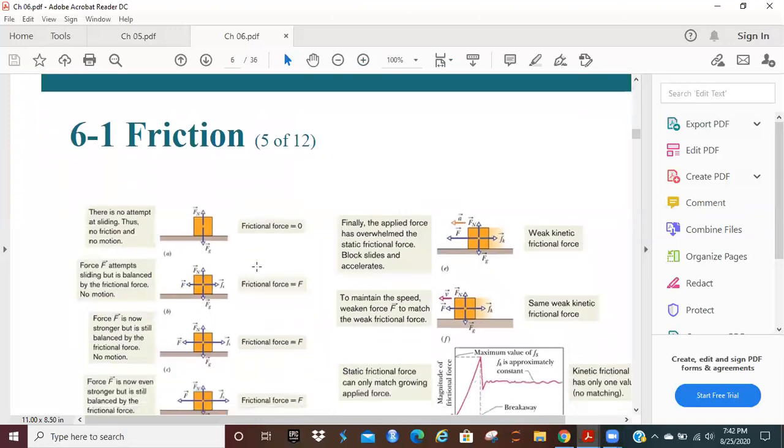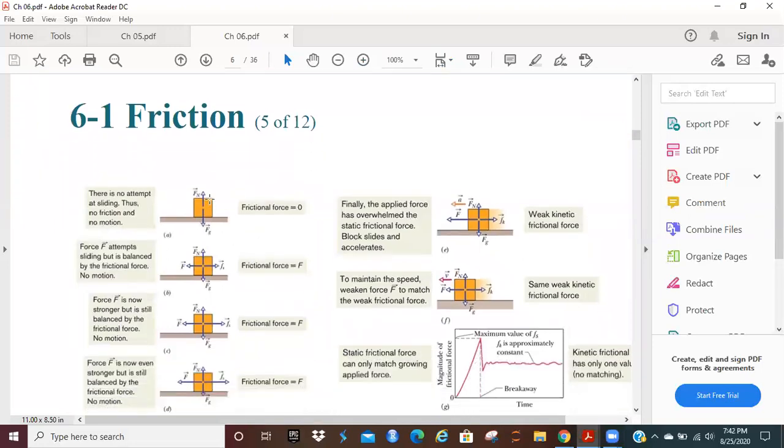So let's take a look at this. Here you've got no attempt at sliding for this particular object. It's just sitting there. So there's no frictional force. There's nothing really in this direction that's causing it to move, and therefore there's no frictional force present. Let's say you start to apply a particular force in this direction. You're going to start pushing on it. You're going to have a frictional force applied this way to try to stop that.